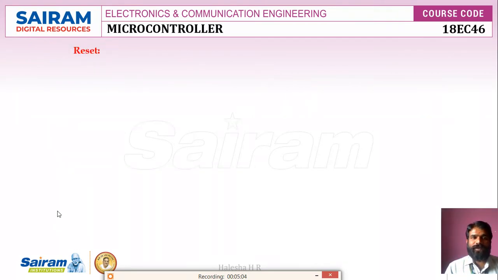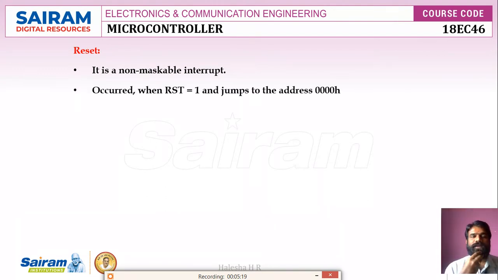Now reset: whenever reset occurs, it is a non-maskable interrupt. That means we cannot ignore it. As I said, some of the interrupts can be ignored, but this is non-maskable and cannot be ignored. Whenever the RST pin is equal to 1, it jumps to the address 000H. The program counter is not stored for later resumption, because the program will not come back.